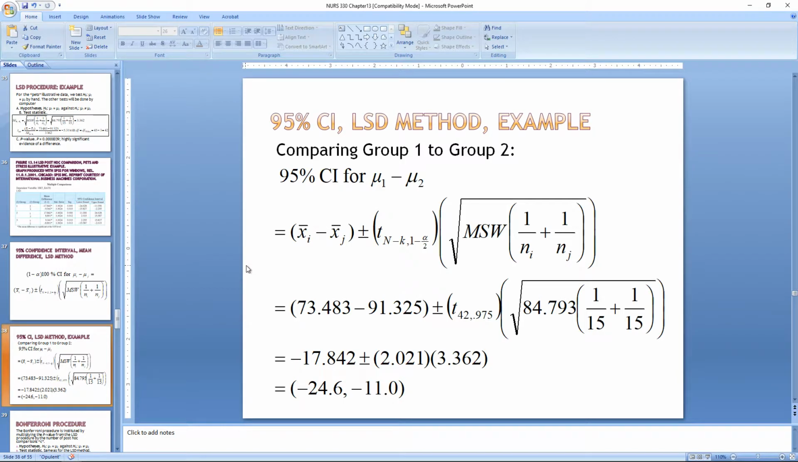So here we go for a 95% confidence interval using the least squared difference method. Example comparison of group 1 to group 2. Plug in the values we have for our averages for group 1 and group 2, plus or minus our t value with n minus k, that's where we get 42, at 1 minus alpha over 2, 0.975, times the square root of 87.793 times 1 over 15 plus 1 over 15. We get these values, and then we can get our confidence interval of negative 24.6 to negative 11.